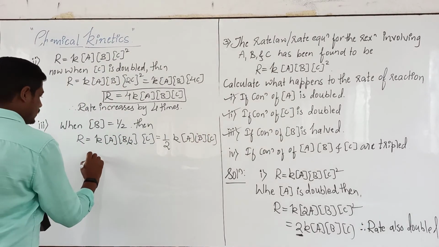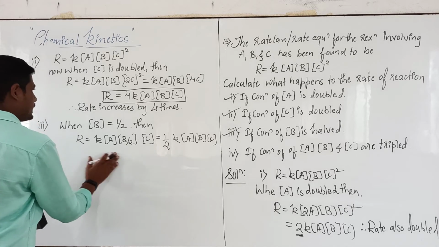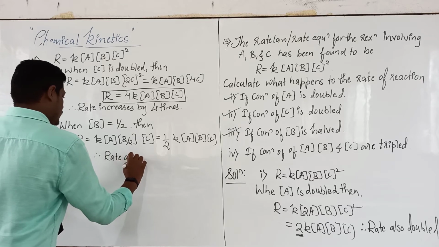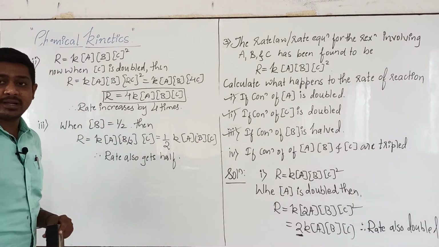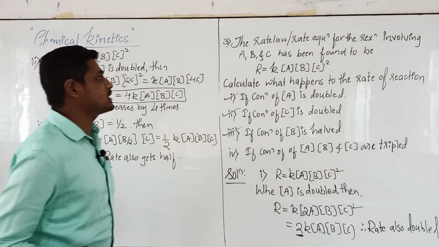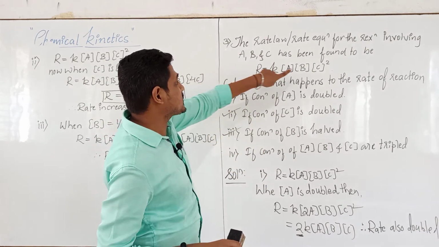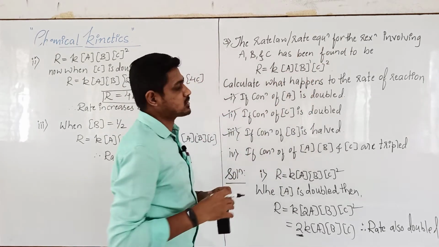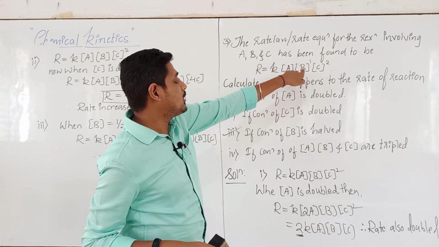Isn't it? So what can I say? Rate is, therefore, rate also gets half. Rate also gets half, because with respect to the concentration here in the rate equation, you can see the rate of the reaction with respect to B is what? The power is 1. So it is first order with respect to the concentration of B; the order is 1.